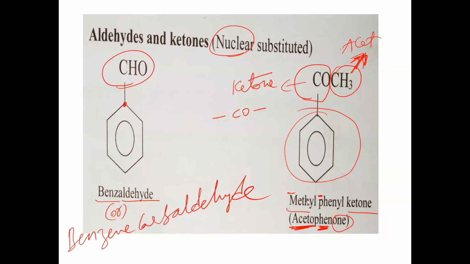So commonly what we say is methyl phenyl ketone, or acetophenone. Is that clear? Let's take a screenshot of this. This ring is phenyl. So here phen, and here acet. In this case, we have taken acet.